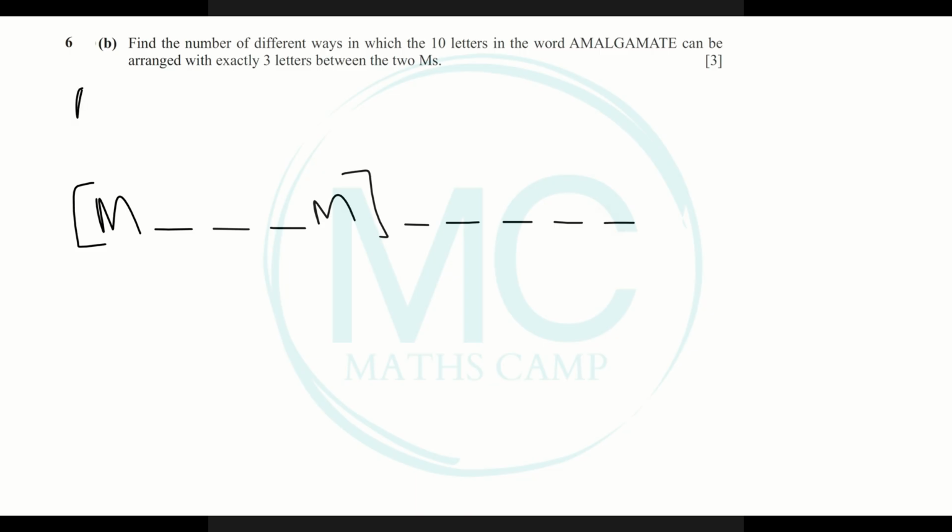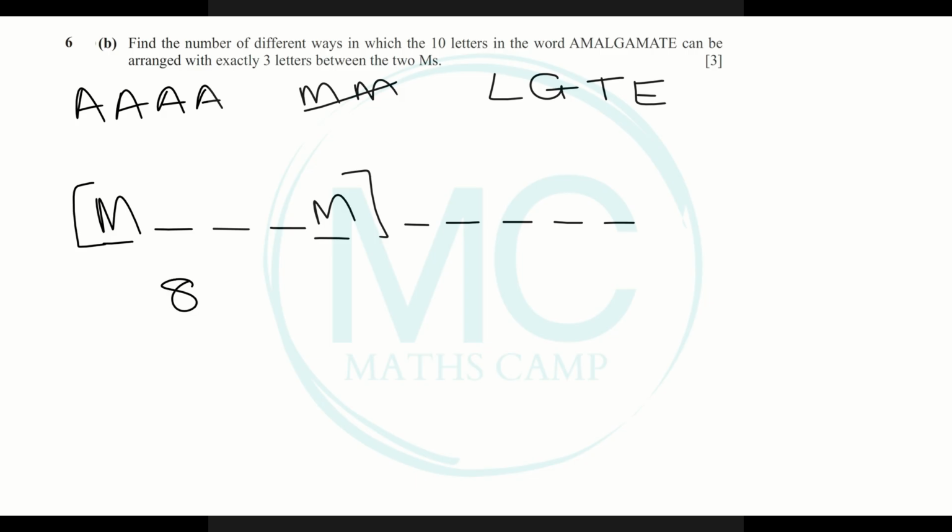In the word, I have 4 A's. I have 2 M's. And then I have L, G, T, and E. For the 2 M's, I have 2 double letters, so I don't need to account for these. Of my 8 remaining letters, I've got 8 spots for them. So for my arrangement, I can say 8 factorial. I have 4 repeated letters, so we need to divide by 4 factorial.